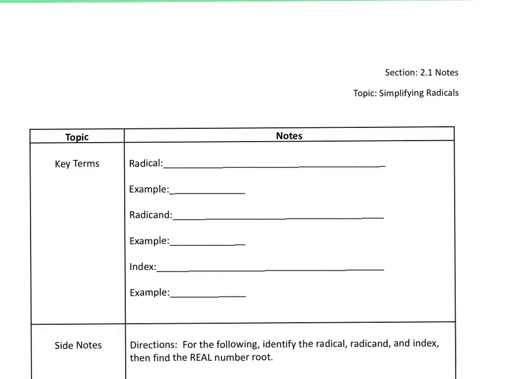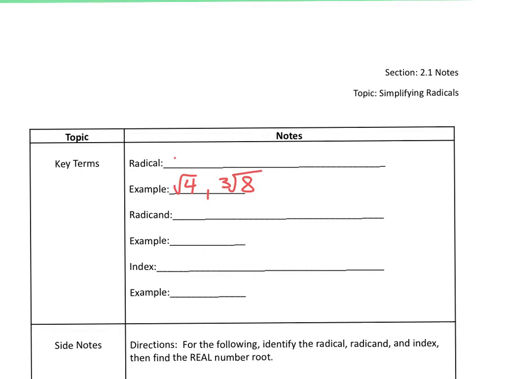All right, 2.1. So simplifying radicals. What a radical is. It is, for instance, the square root of 4, or the cubed root of 8. Okay, it's the whole entire thing. So it's not just the bottom part, it's not just the root number, okay, but it's that whole entire thing.